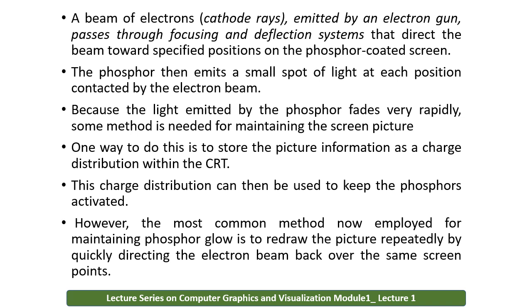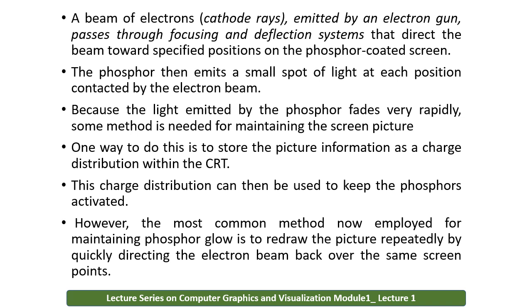This is explained as the beam of electrons, sometimes called cathode rays, emitted by an electron gun, as we just saw in the diagram, which passes through the focusing system and the deflection system and directs the beam towards the specified positions on the phosphor coated screen. The phosphor then emits a small spot of light at each position contacted by the electron beam.